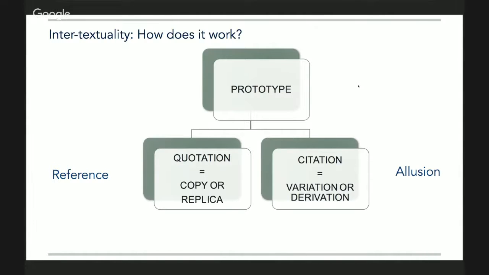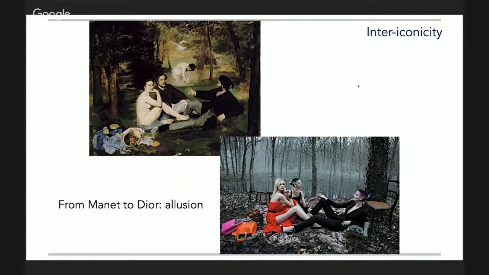But I just want to have a glimpse here at the system that is not only used for intertextuality, but also you can see that sometimes, and until nowadays, we still use this system of allusions, and that was a publicity that was shown a few years ago for Dior, and that was an allusion to this very famous picture from Manet.